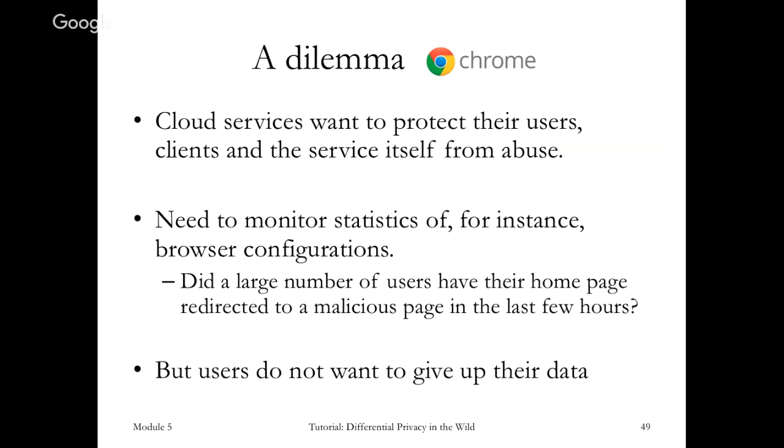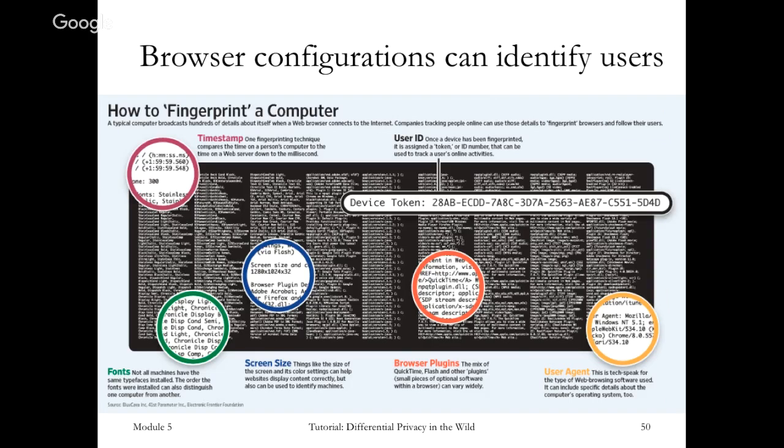So for instance, Chrome wants to monitor such statistics so that they can detect an attack early, right? So for example, they want to monitor: did a large number of users have their home page redirected to a malicious page in the last few hours, or in the last day, or in the last 2 days? But users don't want to give up that information, right? The reason is that things like the browser configuration are extremely identifying.